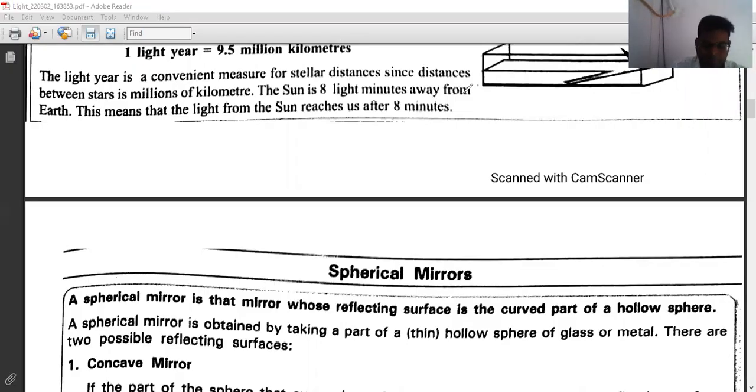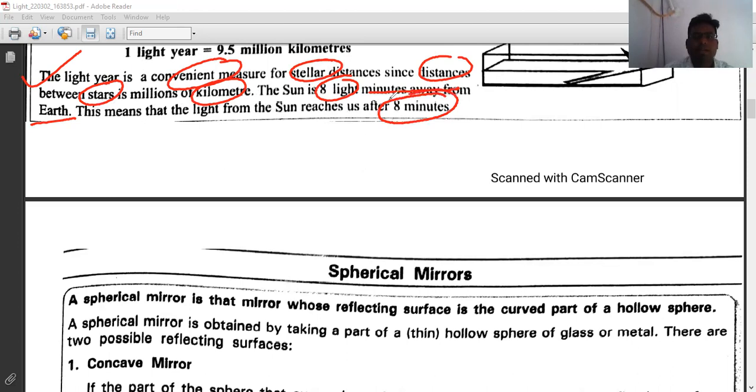Now look at the next point. Light year is a convenient measure of stellar distance. Since the distances between the stars are millions of kilometers, the sun is light minutes away from the earth. So light takes 8 minutes to reach the earth from the sun, right? This means that light from the sun reaches us after 8 minutes. So it will take 8 minutes.